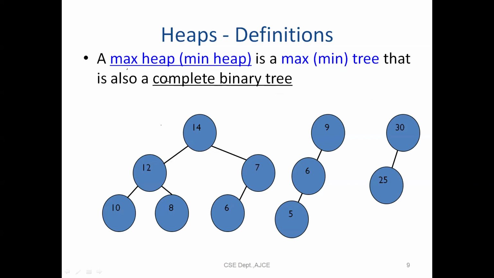So is this a max tree? We have 14 here, 12 and 7, that is fine. 12 here, then 10 and 8, 7, and so this is a proper max heap. What about this one? You have a 9 here, a 6 here, and all of them are reducing, right? But is this a complete binary tree?